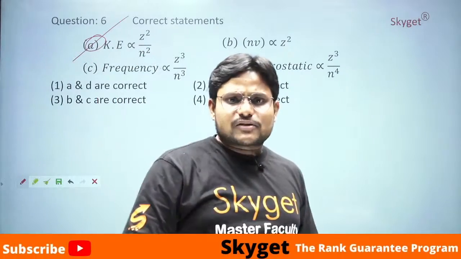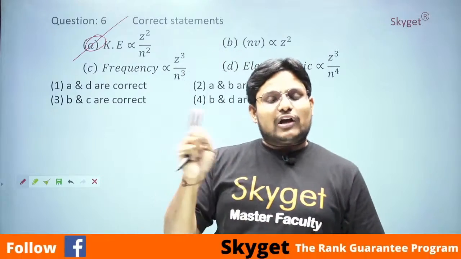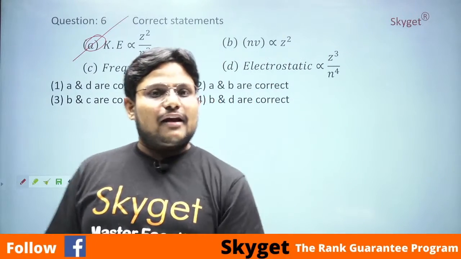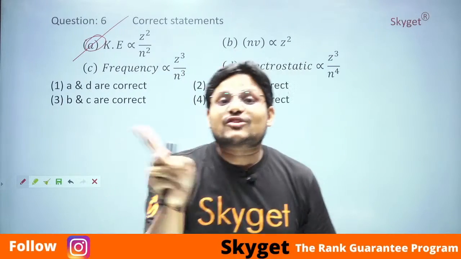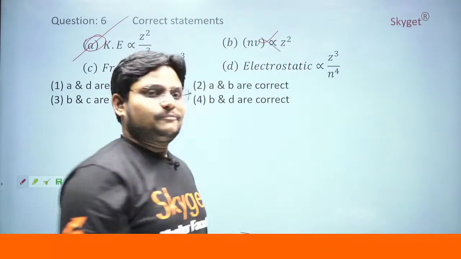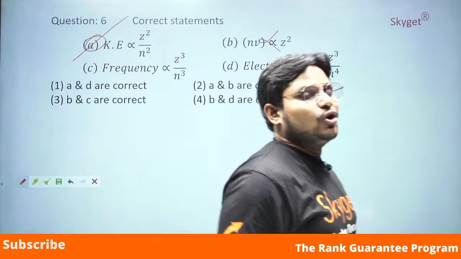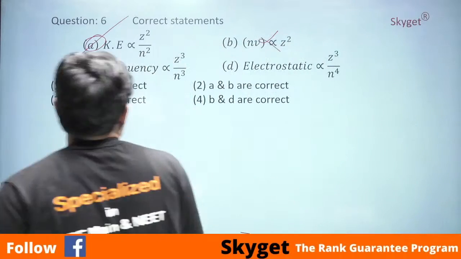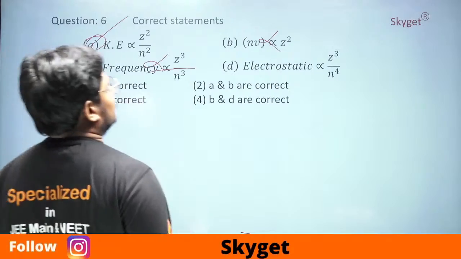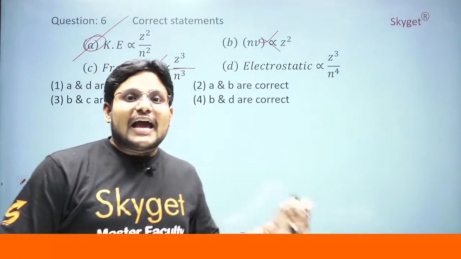Direct statements. In the second option, they say the product of velocity and n is directly proportional to Z square. It is proportional to Z, not Z square, so this option is wrong. Next, frequency is directly proportional to Z cube and n cube, but it should be n cube in the denominator, not as stated, so this answer is also wrong. Then what about the last one? Will it be correct or not?